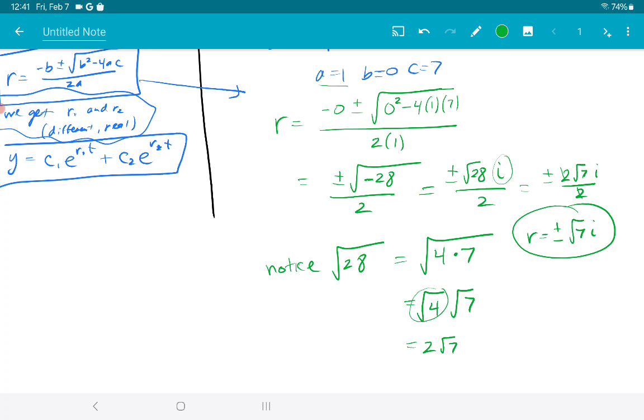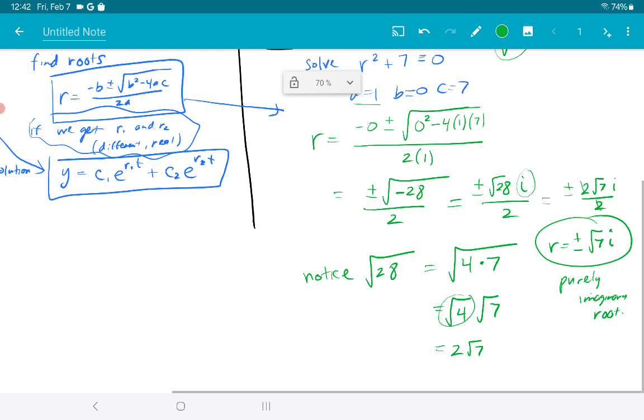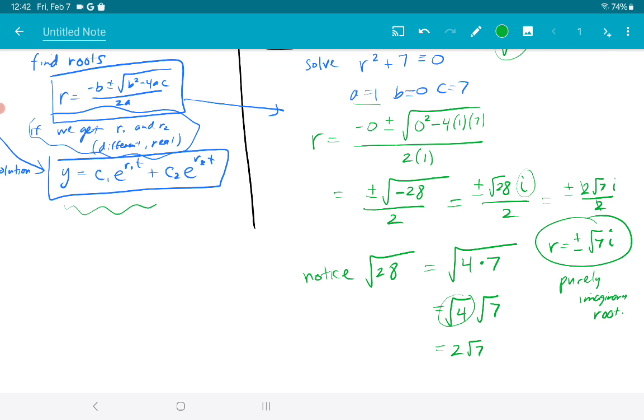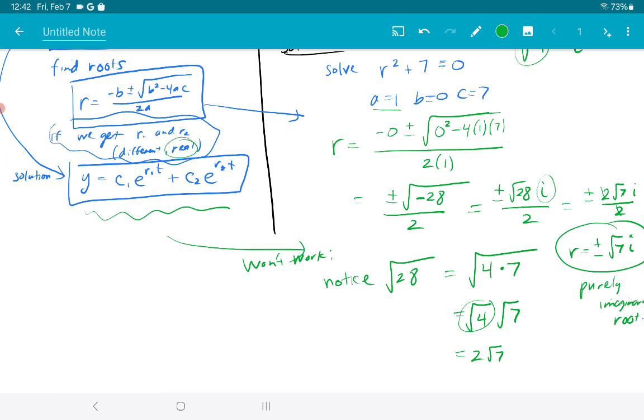Okay, so we call this an example of a purely imaginary root. Okay, because it has this i in it. It's not a real number. This is not a real number. We cannot use this method here. This will not work when you have an imaginary root. This was only for real roots.